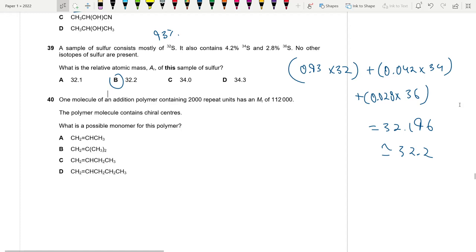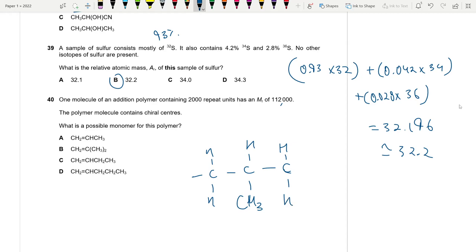One molecule of an addition polymer containing 200 repeat units has an Mr of 112K, 112,000. The polymer molecule contains chiral centers. What is a possible monomer for this polymer? Okay, so for A, it's CH2=CH-CH3, followed by CH=CH-CH3, like this.